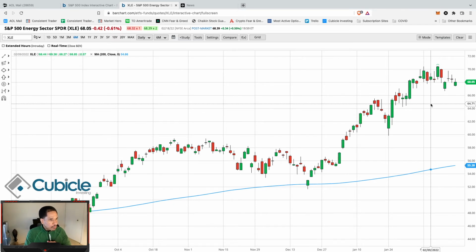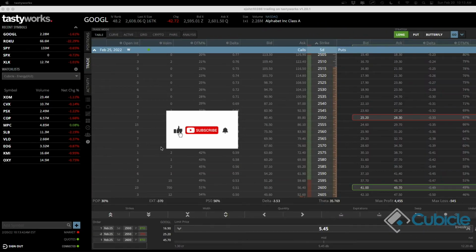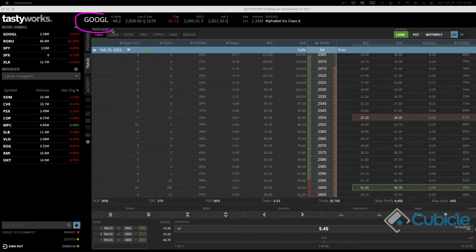All right, so I want to review the spread, or the trade, that I put on last week, that I spoke about in last week's video on the underlying Google. All right, so Google is the underlying that I spoke about in last week's video. The ticker symbol for Google is GOOGL. They also have an additional ticker symbol, GOOG, but I looked at GOOGL, right?